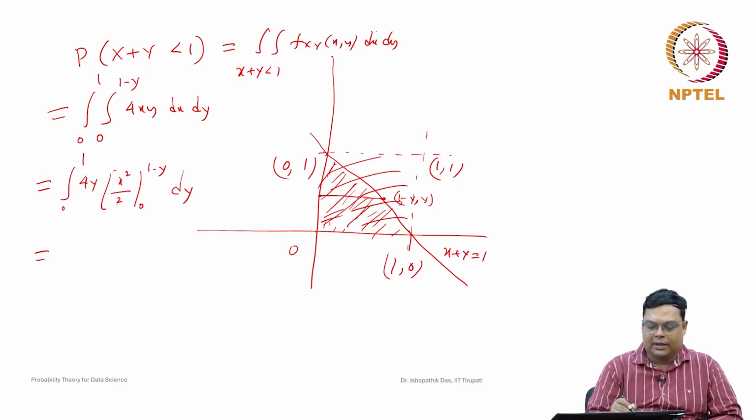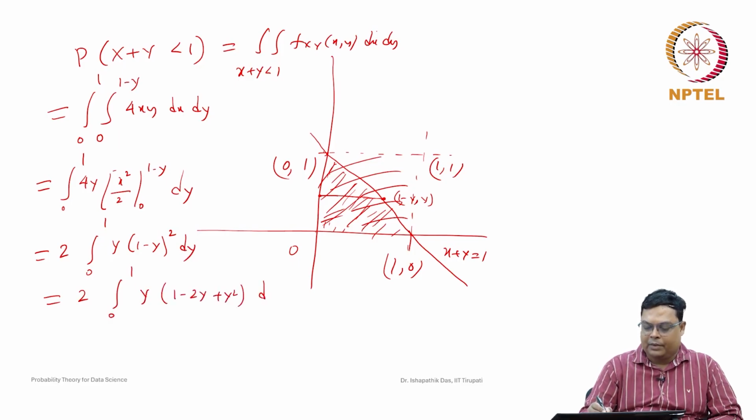Then what do we get? The 2 and 2 cancel, leaving 2y. So, 2 times the integral from 0 to 1 of y into x square, that is, 1 minus y whole square, minus 0, so this is y into (1 minus y) square dy. Expanding, this is 0 to 1 of y times (1 minus 2y plus y square) dy. So finally we are getting 2 times the integral from 0 to 1 of y minus 2y square plus y cube dy.